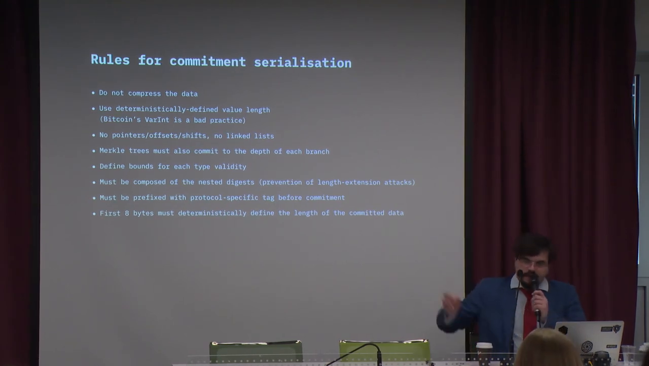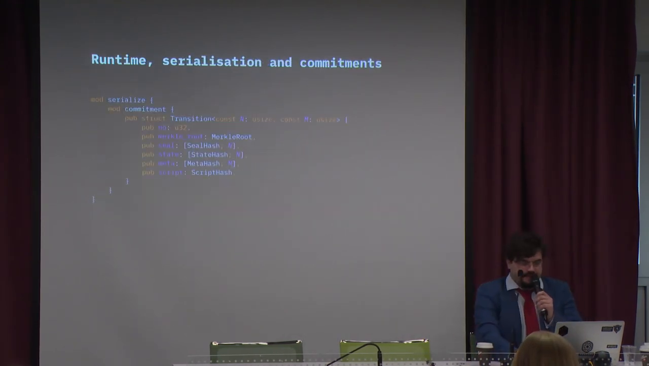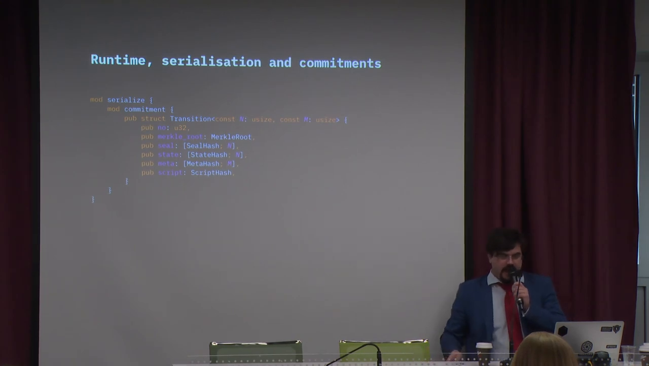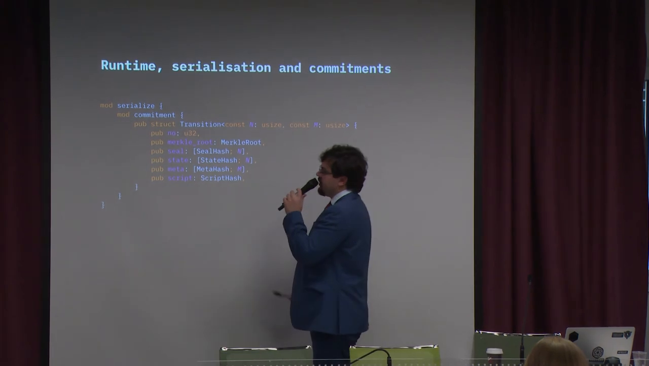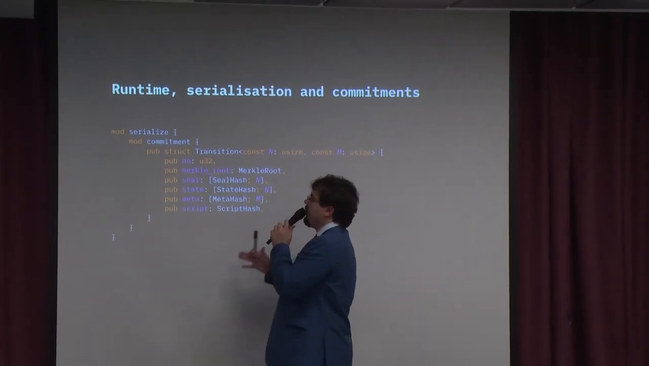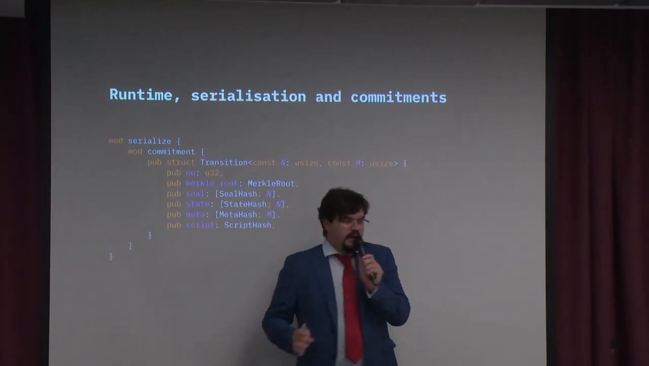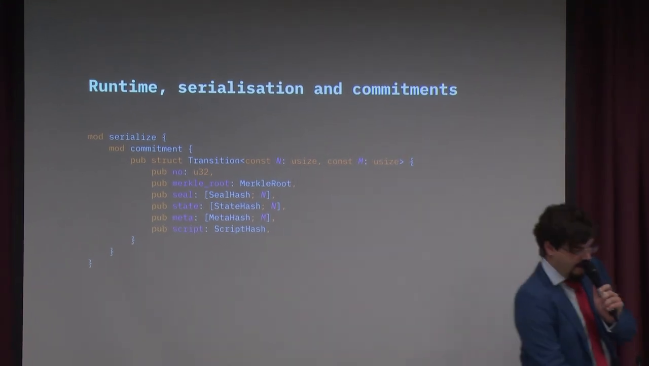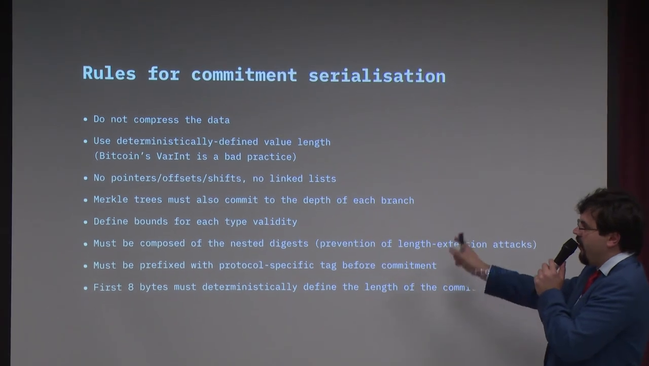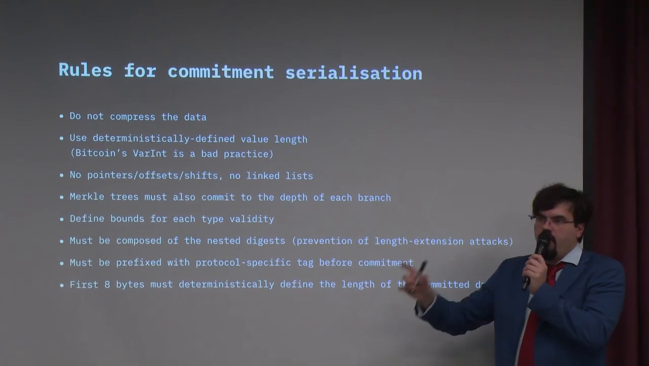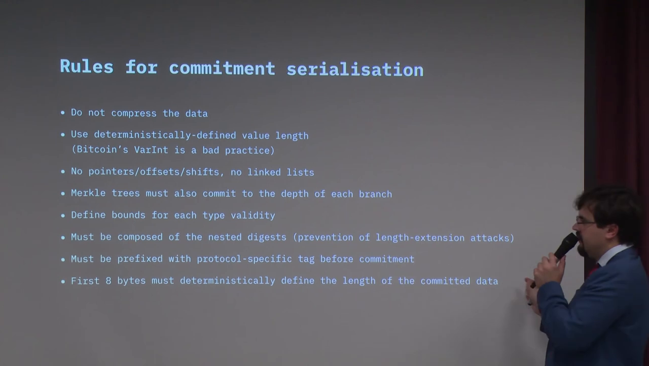I already named them and explained them yesterday. Now I would like to show how they actually work in the code. You remember that we have this special serialization type for the commitment. And the main guidelines for that was to have always strictly defined types with the boundaries, no pointers, no lists, no arrays of undefined size.